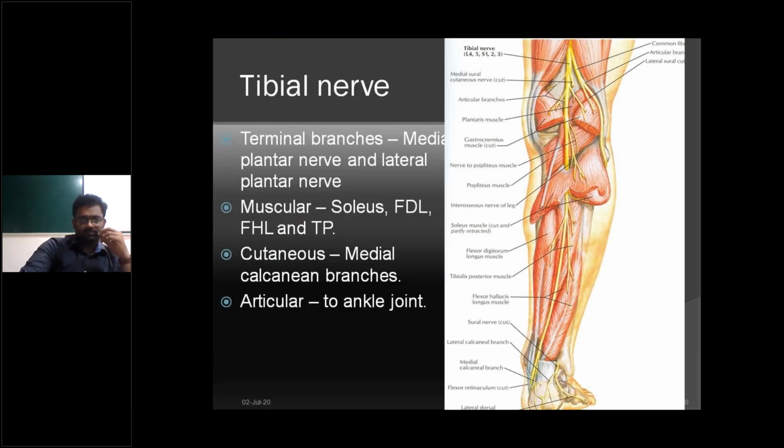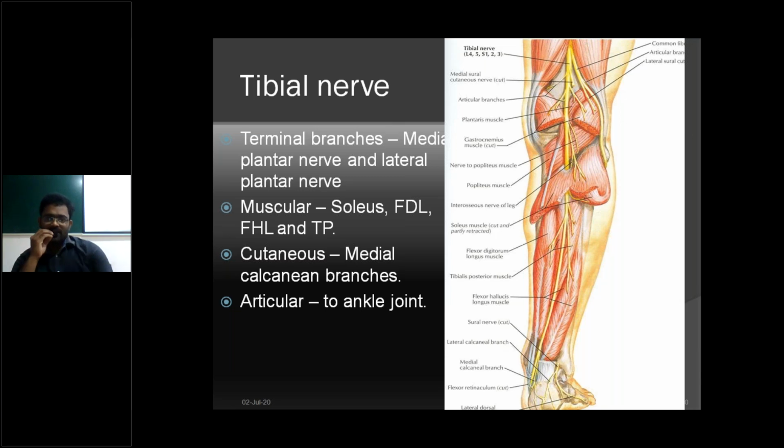Branches of the tibial nerve. Muscular branches supply the soleus muscle, flexor digitorum longus, flexor hallucis longus, and tibialis posterior. So what are the muscular branches of the tibial nerve in the posterior compartment? In the posterior compartment, they supply the soleus, flexor digitorum longus, flexor hallucis longus, tibialis posterior.